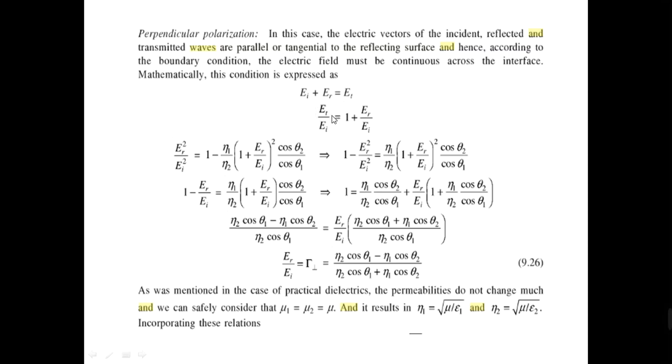From this ET by ER, here I am going to take EI as common. This expression becomes ET by EI is equal to 1 plus ER by EI. This expression comes according to the law of conservation of energy, where the energy of the incident wave is equal to the sum of the energy of the reflected wave plus the energy of the transmitted wave.